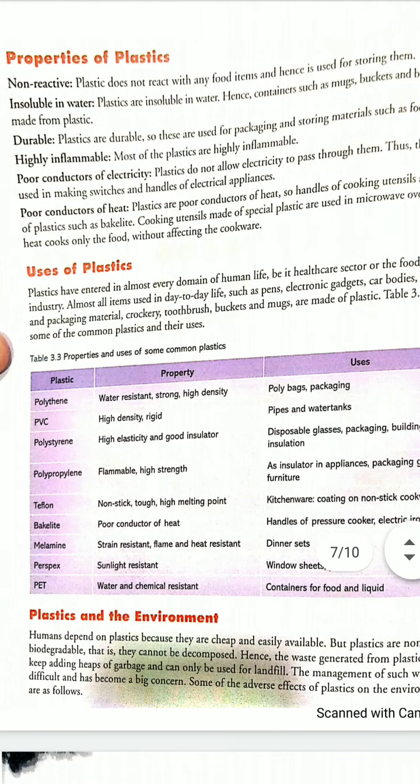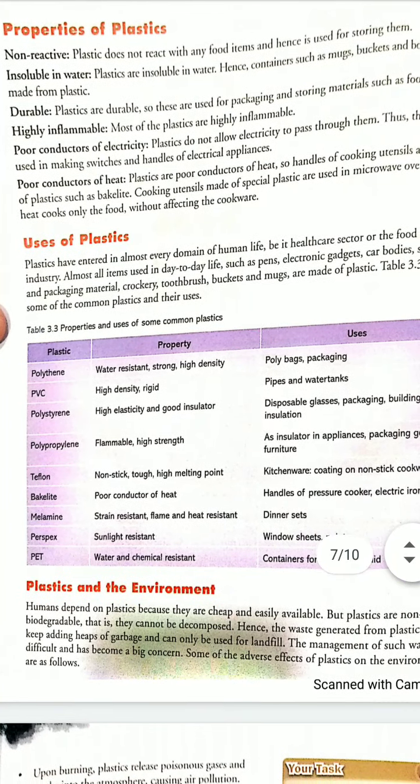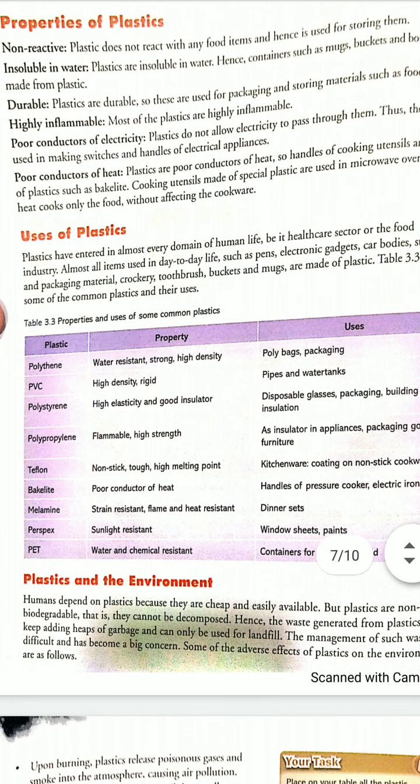First property of plastic is they are non-reactive. Non-reactive means they don't react with the food items whenever they are used for packaging or storing. Okay, then they are insoluble in water. Plastics are lightweight and they are not soluble in water. For example, we have mugs, buckets, bottles, etc. made up of plastics, which are lightweight also and insoluble in water.